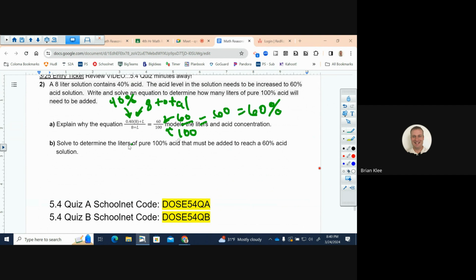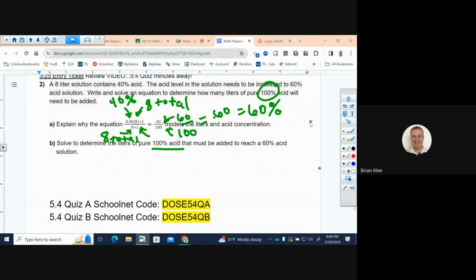In the bottom, we've got 8 total. And the last part says we're adding 100% acid. So we are increasing, really, this is convenient here, we are increasing the acid level in both the numerator and the denominator by 100%. So there's a ninja 1 in front of both those L's.